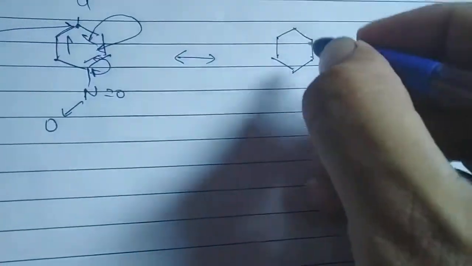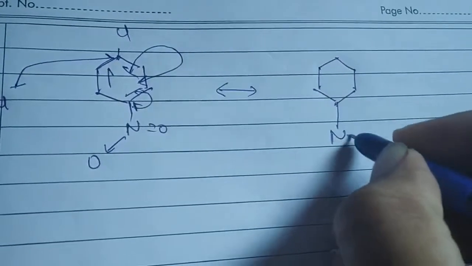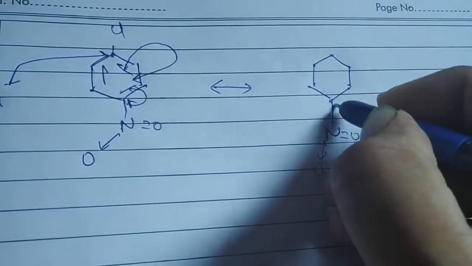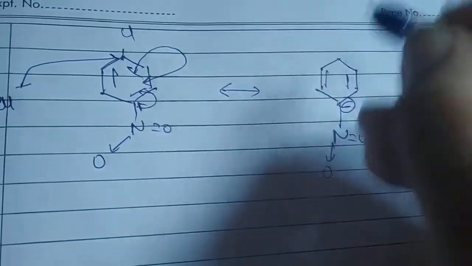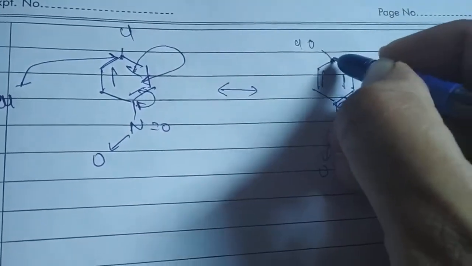So what are you going to get? Yes, N double bond O and then O, C. Now this will be having the negative charge. Here you will be getting your respective bonds, here your OH and a Cl.